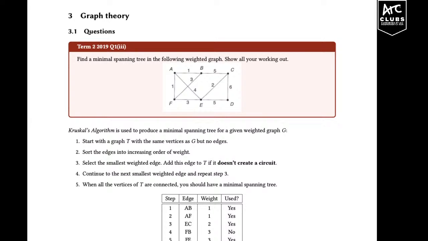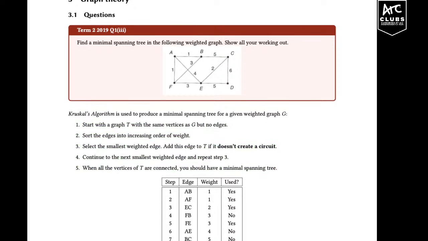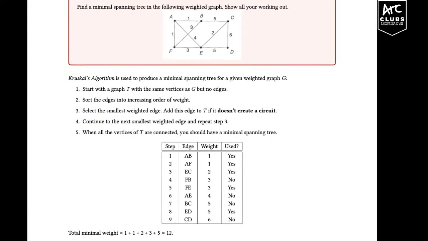Okay, so the first question we'll be covering is this. Find a minimal spanning tree in the following weighted graph. Show all your working out. For a minimal spanning tree, the algorithm that you would need to use is called Kruskal's algorithm, right? I've put down the steps here below, but we'll just be using our example to show you how to do your working out.